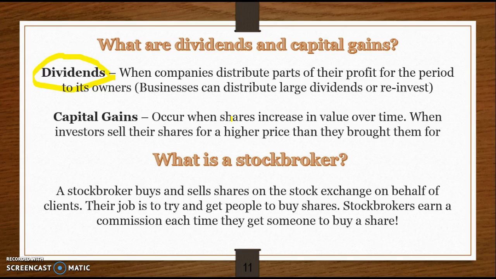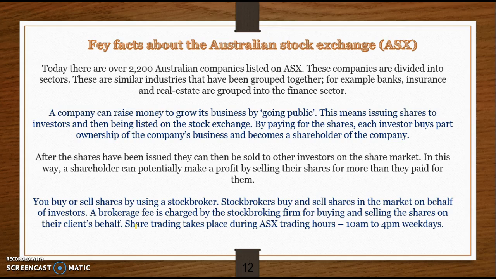A stockbroker is the other key term. A stockbroker is somebody that buys and sells shares on the stock exchange. So the person that is the middleman between you and getting a share is what we call the stockbroker. Their job is to try and get people to buy shares, and they will earn a commission, or a little bit of money, every time somebody buys a share in a company. So it's their job to try and get people to buy shares in companies, and they'll make a little commission every time they do so.